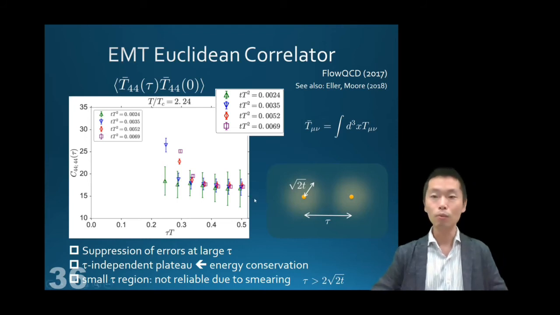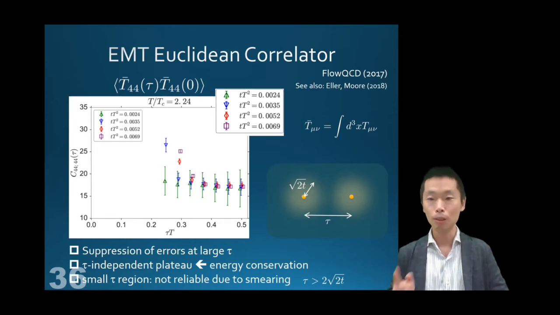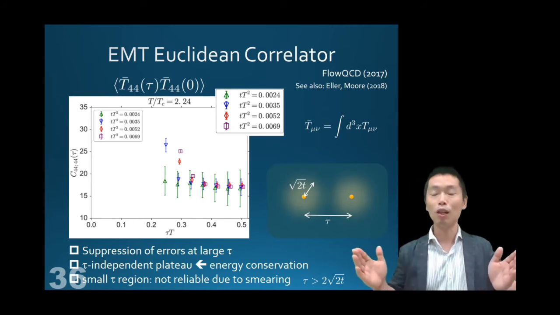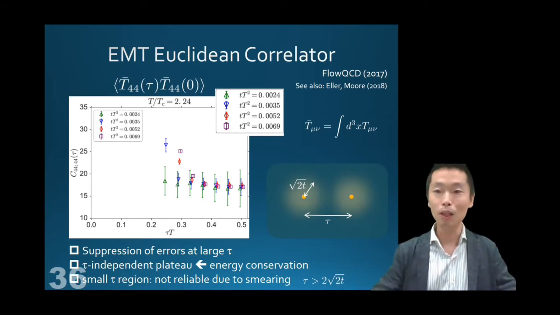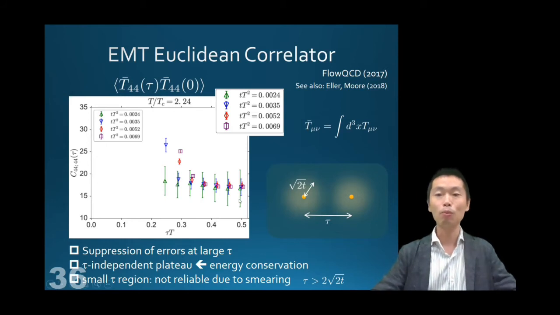So that is one of the reasons why we gave up the analysis of the viscosity. To perform the analysis of the viscosity, we need the correlator in a wider range of tau. But in the gradient flow method, the statistical error becomes smaller, but the range of tau which can be used safely becomes small.